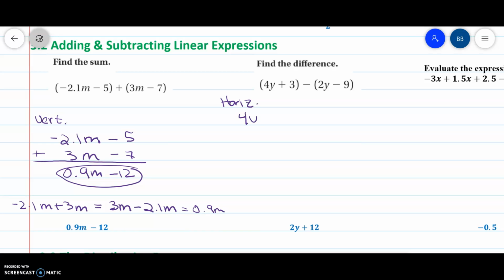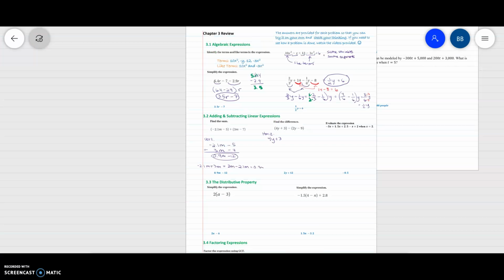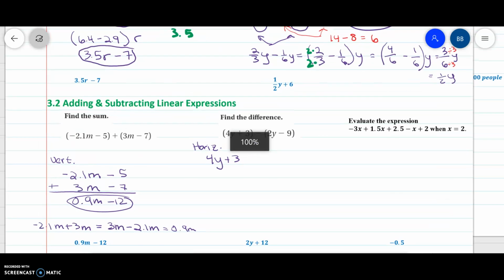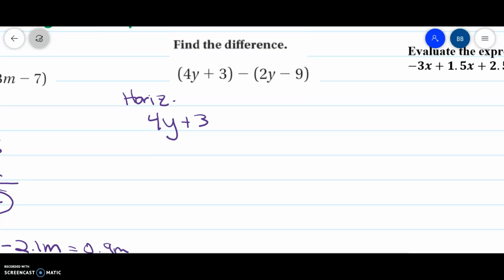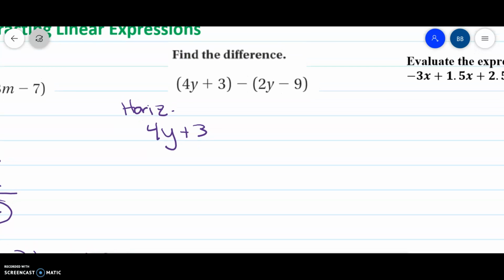So I'm going to rewrite my first expression. And then when I subtract this second expression here, whoops, zoom back in. I don't know why that keeps happening. When I subtract that second expression, I'm subtracting each term in that expression. So when I subtract this expression, I'm subtracting the 2y, and I'm subtracting a negative 9. So I can write that as minus 2y, and then I'm also subtracting a negative 9.